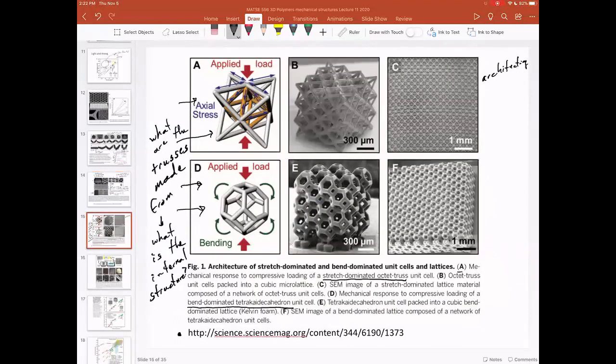And of course, making these things, now these are really small. I think these were likely made on something called a nanoscribe. Or they were made using micro stereolithography. And so you get these small structures and you can test their mechanical properties.